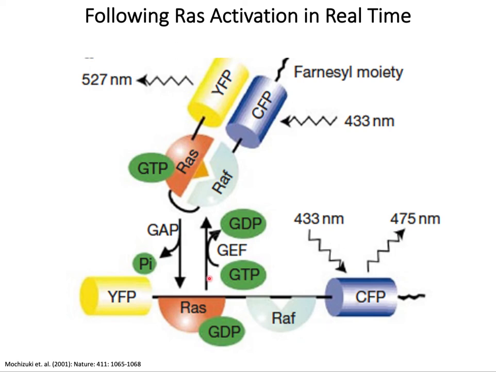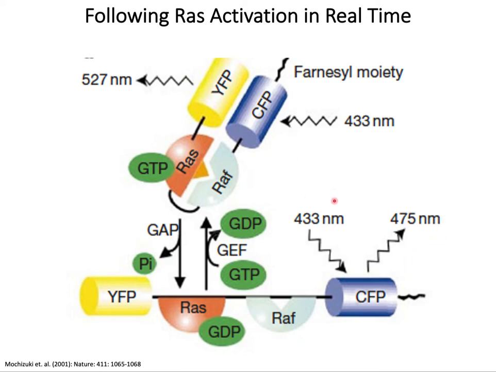So when there is no signaling through the receptor tyrosine kinase, the RAS is in the inactive GDP bound state, and the RAF does not bind to RAS. In this case, the YFP and the CFP are far apart and there is no FRET. If you excite the cells at the excitation wavelength of the CFP at 433 nanometer, you only get the emission spectrum of 475 nanometer of CFP.